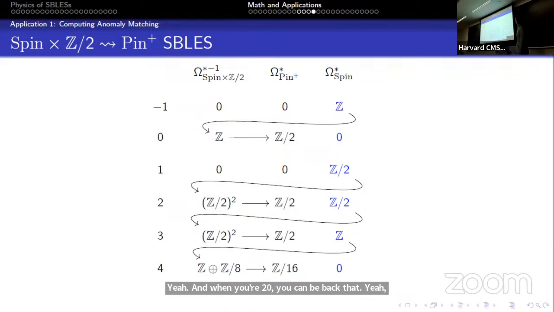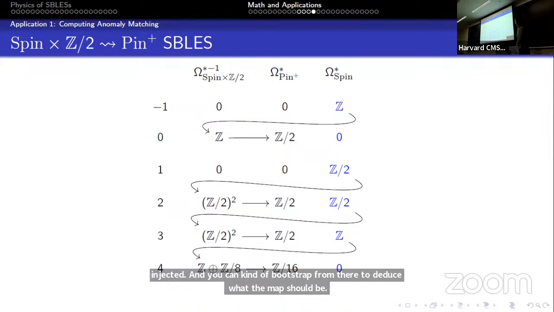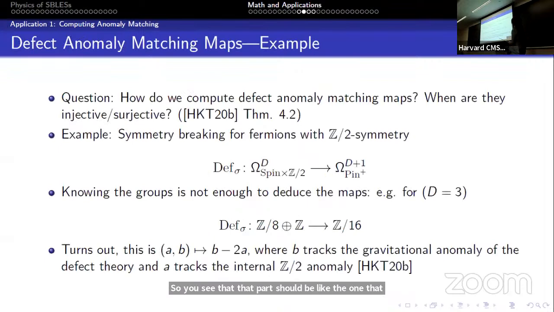So you know that this Z is mapping in. You sort of have a short exact sequence here. You know that the kernel of this map, by exactness, has to be a Z. That's already going to mean that you want this projection, this part from the Z8 to the Z16, to be injective. And you can bootstrap from there to deduce what the map should be. So you see that part should be like a one mapping to two, as it said here, I guess minus two. And so you can deduce it from that. But it takes a little bit of homological algebra, or using exactness.